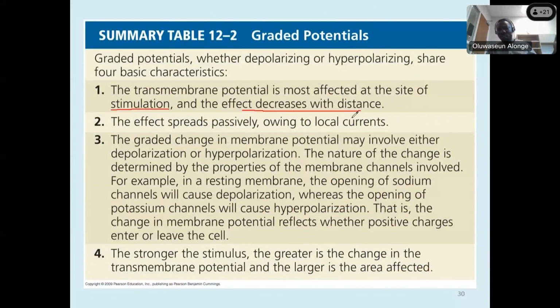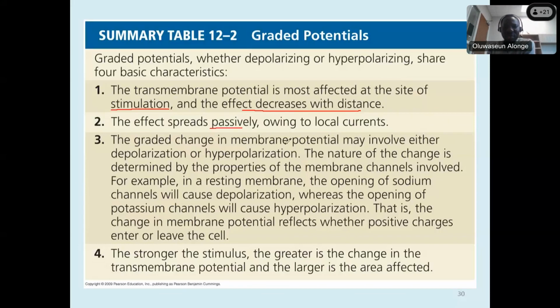You see that? On the image I showed you, we had negative 65, negative 60, negative 65, negative 70. So the impact is reducing as it goes. That is not action potential, that is graded potential. When the impact of a stimulus is reducing and not propagating, that is graded potential. The effect spreads passively. It's not active, owing to local current, because it's localized.